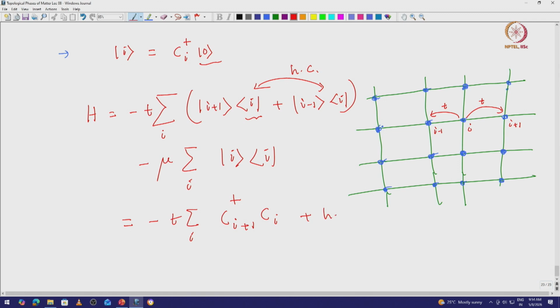And we will use the Hermitian conjugate for the other one, going from i to i minus 1, and minus mu_i c_i dagger c_i.